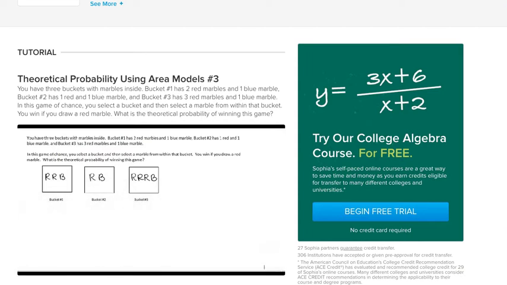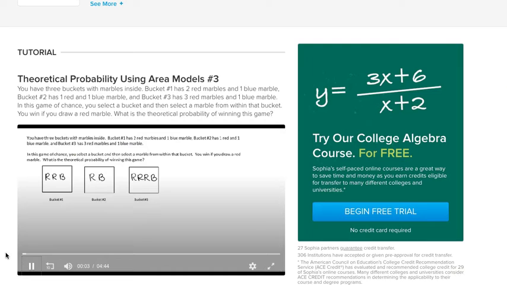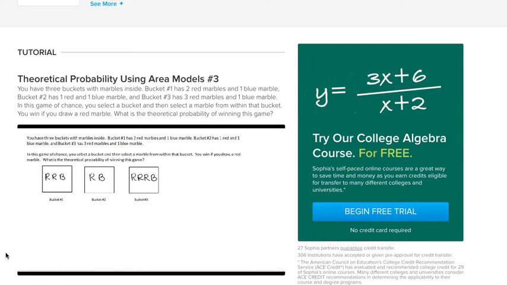In this game of chance, we have 3 buckets with marbles inside. Bucket number 1 has 2 red marbles, 1 blue marble. Bucket number 2 has 1 red, 1 blue marble. Bucket number 3 has 3 red marbles and 1 blue. The way this game works is that first we're going to select a bucket at random. Then, from within that bucket, we're going to select a marble at random. You'll win if you draw a red marble. And we need to figure out the theoretical probability of winning.